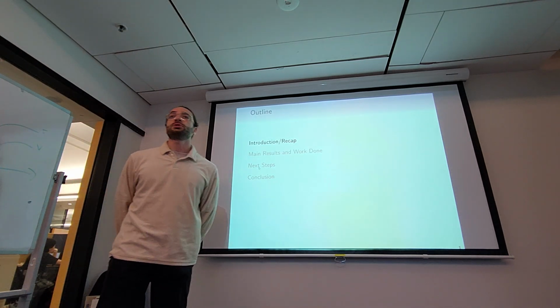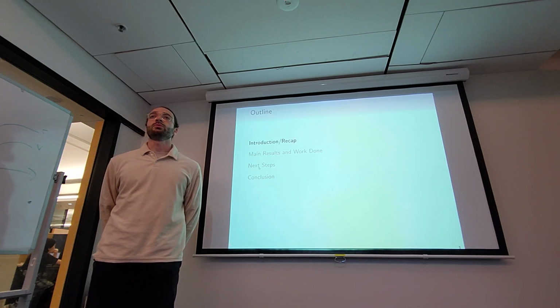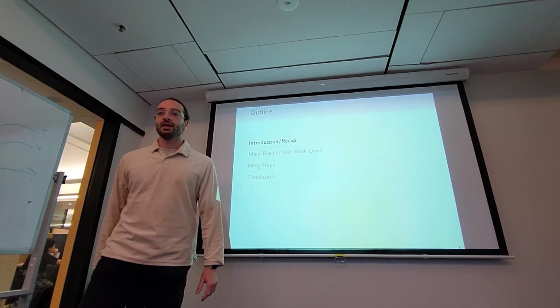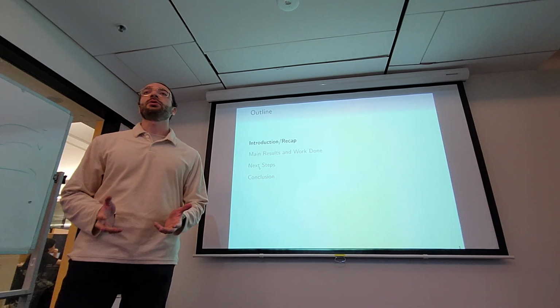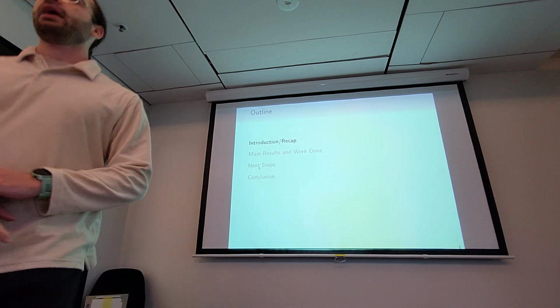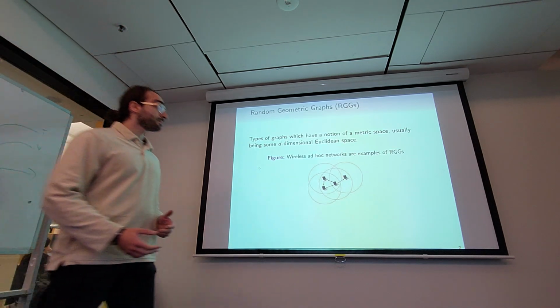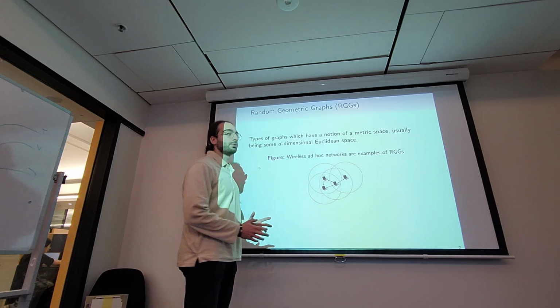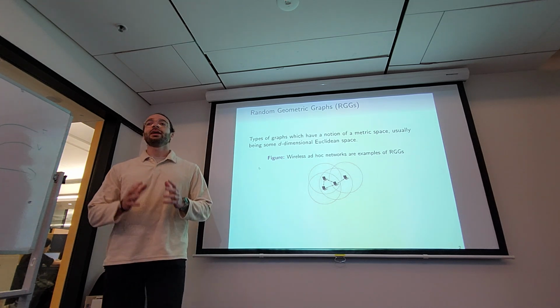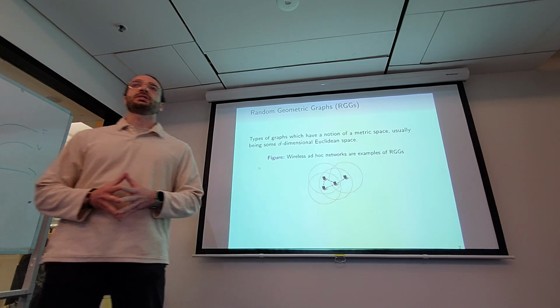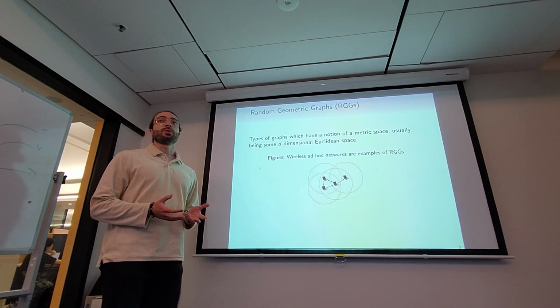So I'll go through an intro and a quick recap of what we did last trimester, an intro into some of the stuff that we need to know for this presentation, and a recap of the literature review that we've done. Last trimester we went through random geometric graphs, so this is going to be a main focus point of the presentation because this is the graph model that we're using.